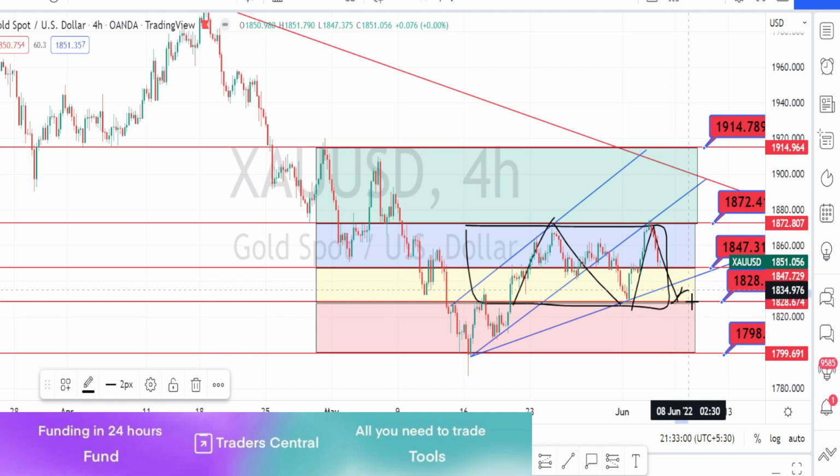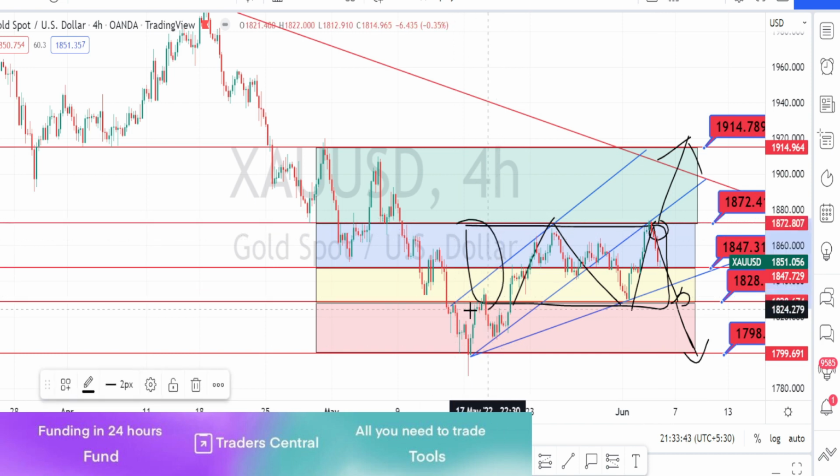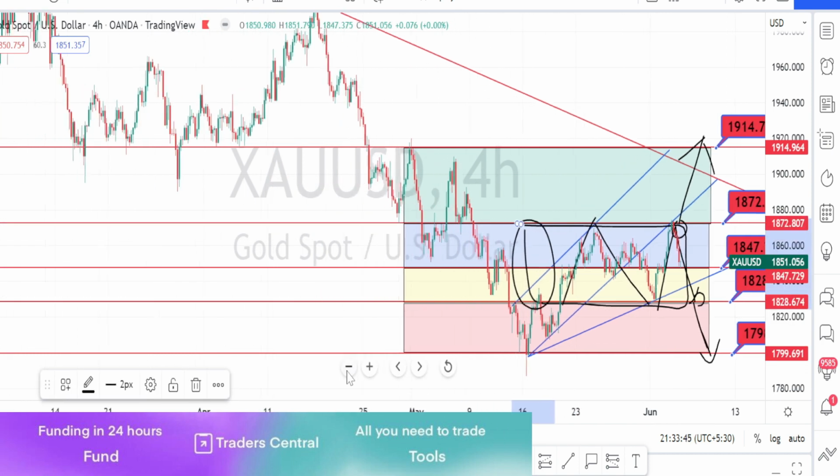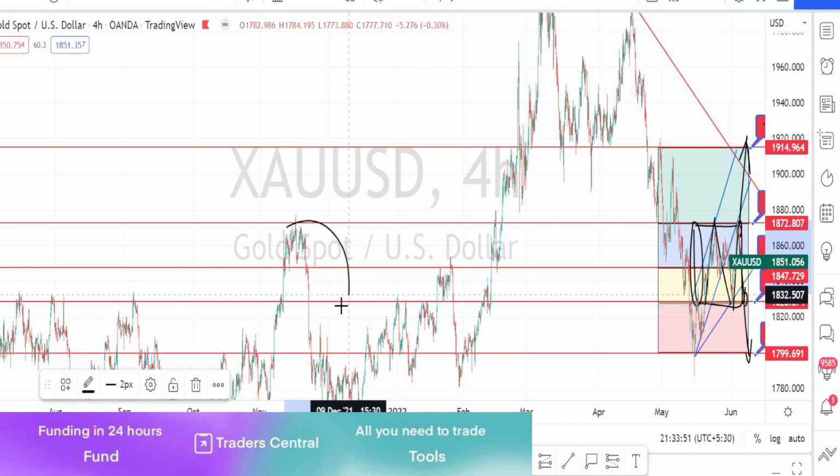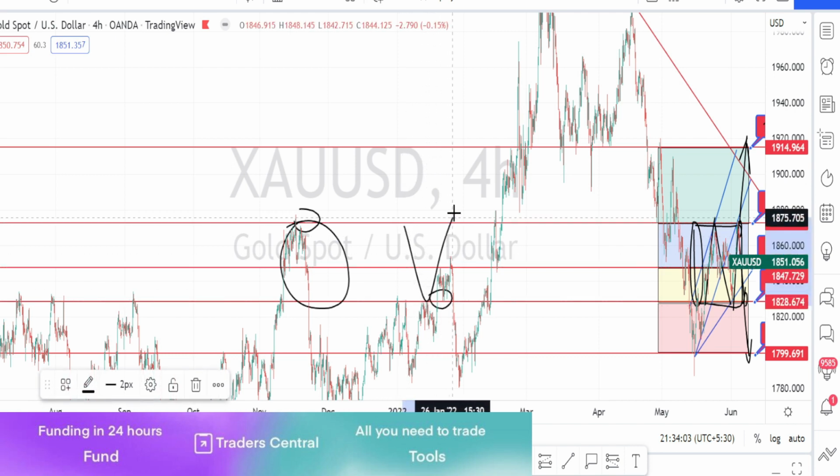Only when it breaks this support level or the resistance level, we can expect it to trend on the bullish side or on the bearish side based on the breakout. And when we look at this zone on the left hand side, this whole area had been a very strong resistance level and support level. That is the reason why the current price action is finding difficulty in breaking this zone.